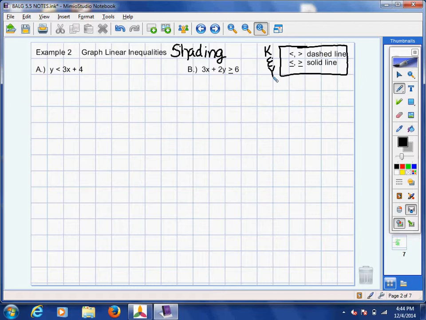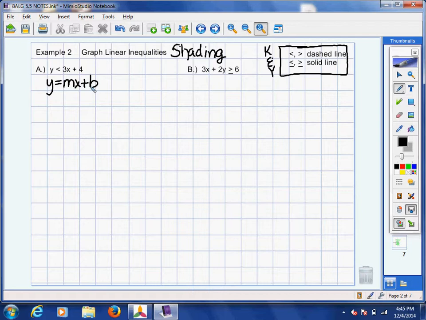So let's start with letter A. y is less than 3x plus 4. Do you see that it looks like it's in y equals mx plus b form? I hope you do, because it is. The only thing different is it's not an equation, it's an inequality.